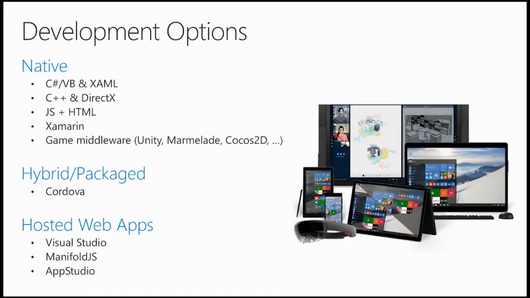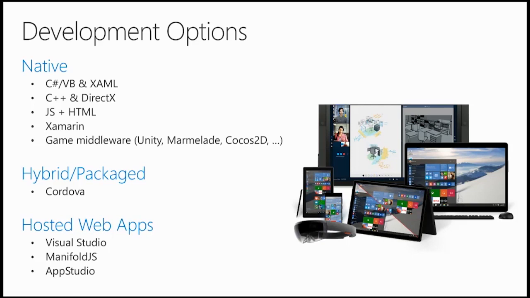Now, what are your options for building Universal Windows Platform applications? There's really a lot of options for you. The first one is of course you can build a native application. So you are using either C# or VB together with XAML for your presentation logic, and then build that Universal Windows Platform application. So you're calling into those unified APIs.